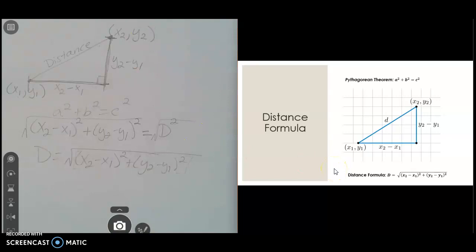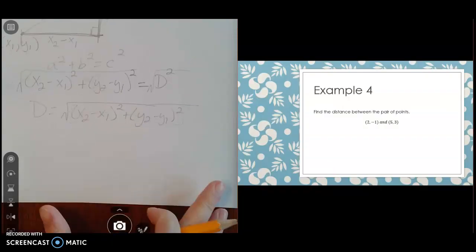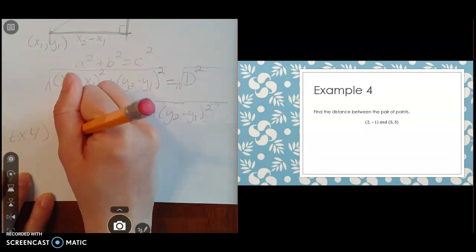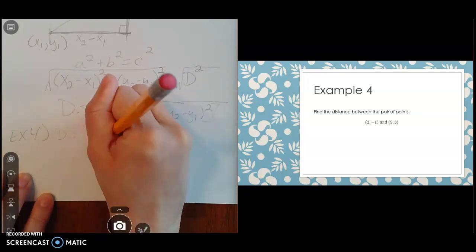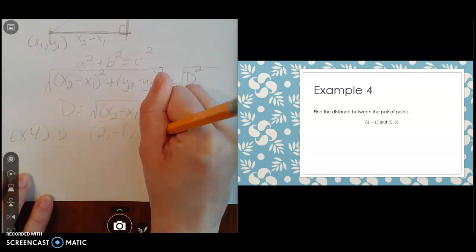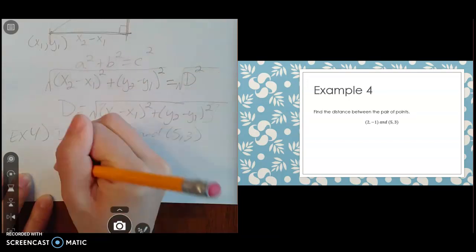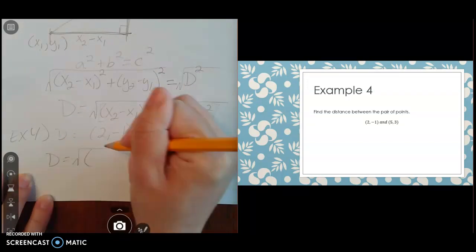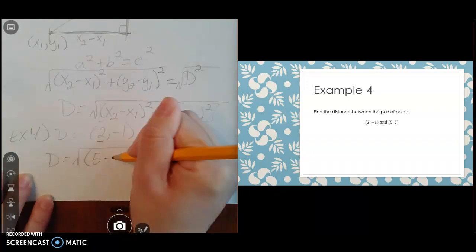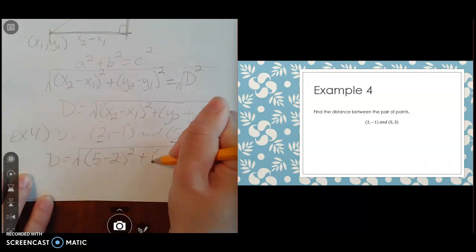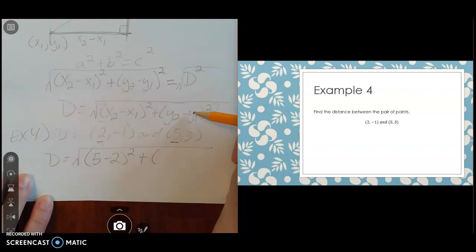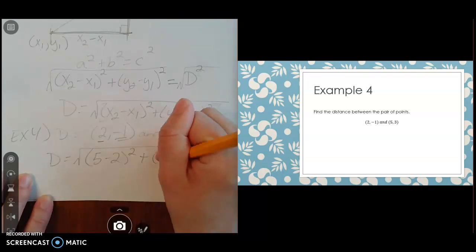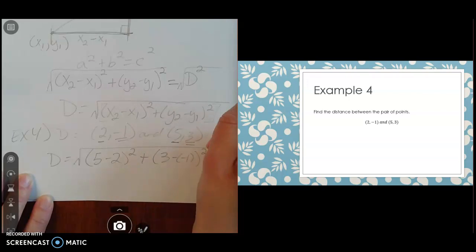Let's go ahead and try one of those. Example 4: we want to find the distance between the points 2, -1 and 5, 3. My distance equals the square root of x2 minus x1. My x-coordinates are 5 and 2, so I'm going to do 5 minus 2 squared, plus y2 minus y1 squared. My y-coordinates are -1 and 3, so if I subtract them, I'm going to have 3 minus -1, and then I'm going to square that.